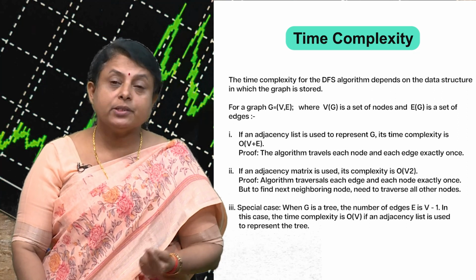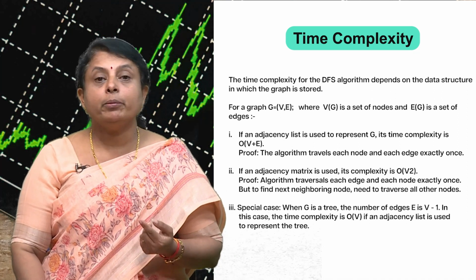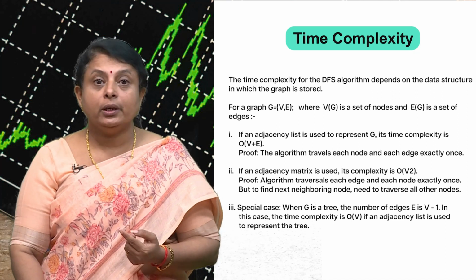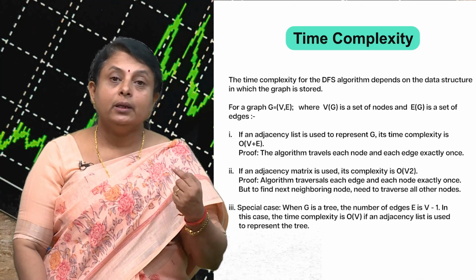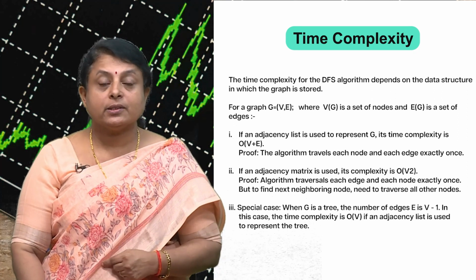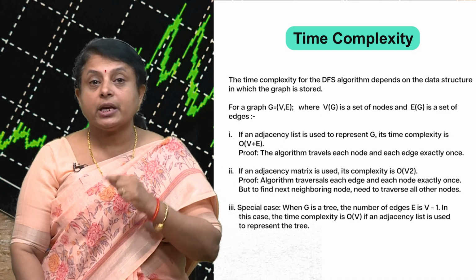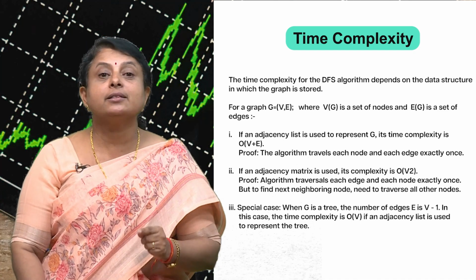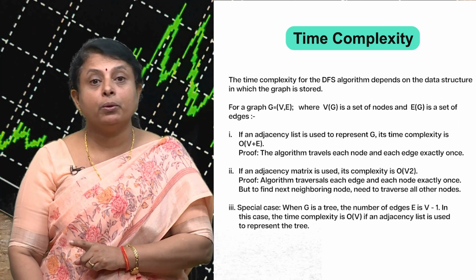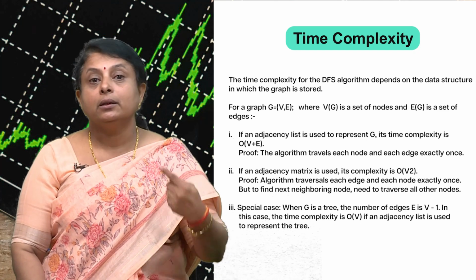If adjacency matrix is used to represent the graph, its complexity will be equal to O(V^2) or O(V*V), where V is the number of vertices in the graph. Proof of this formula is the algorithm travels over each edge and each node exactly once, but to find the next neighboring node, we need to traverse over all other nodes.